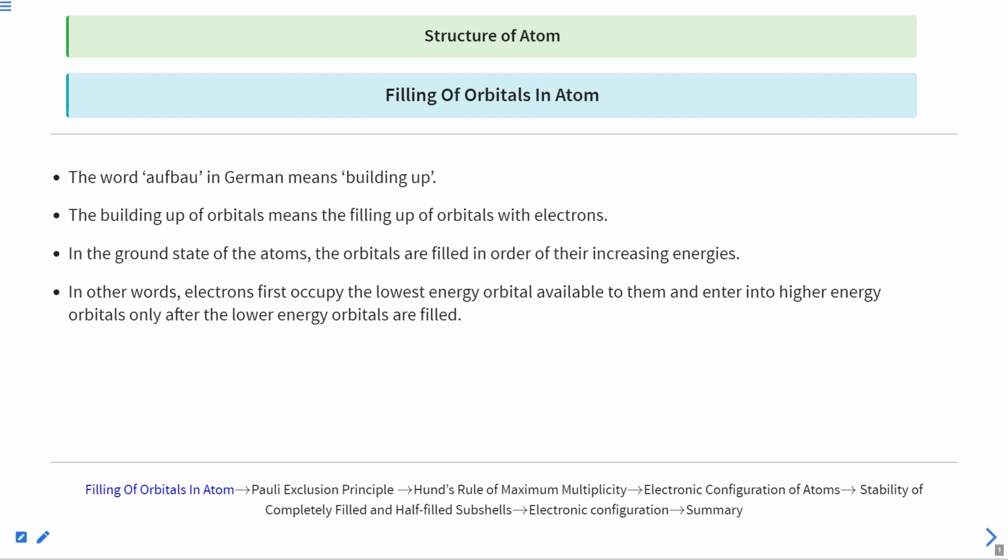It is decided by the n plus L rule. Here n is the principal quantum number and L is the azimuthal quantum number. So we take the n plus L value, and the one with the lower value of n plus L has the lower energy. The one with the higher value of n plus L will have the higher energy. If two orbitals have the same n plus L value, then in that case we take the one which has the lower value of n as the lower energy. Clear? Is this point clear? Okay, got it?